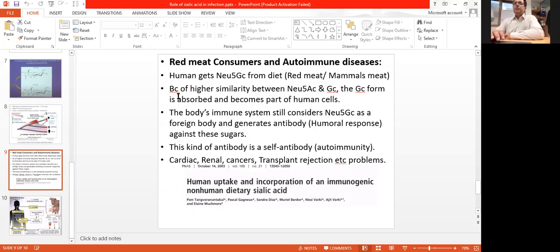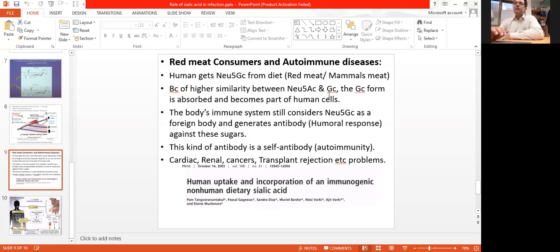And what is the problem? The problem is that because of higher similarity between 5AC and 5GC, as I show you in the diagram, there is a difference of only one hydroxyl group between the two. So it means they are highly similar to each other. The difference between the two is very minute. It means that the GC form, Neu5GC, would be absorbed and become part of the human cells.